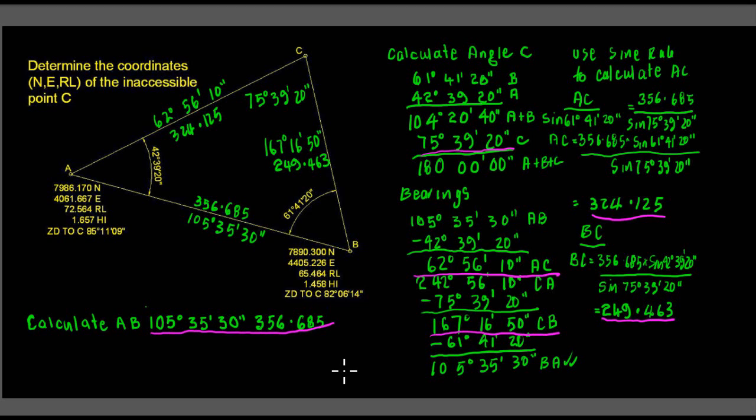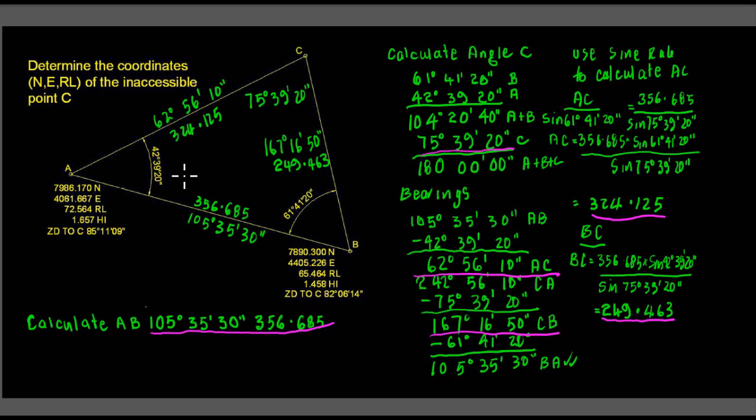Now having done that, the next thing we can do is calculate angle C, because we know, clever people that we are, that the three angles of a triangle add to 180 degrees. So here we've got 61, 42, 20 plus 42, 39, 20, add them together, A plus B, and then we subtract that from 180, which I can do this way here, 75, 39, 20, and then check that it actually adds to 180. 75, 39, 20 would be the angle at C.